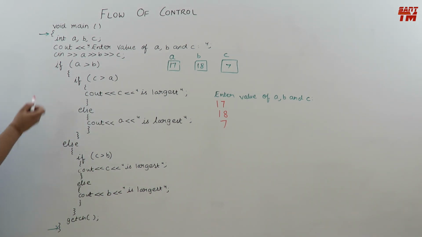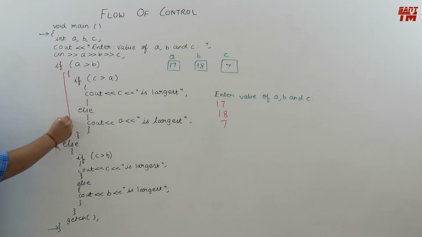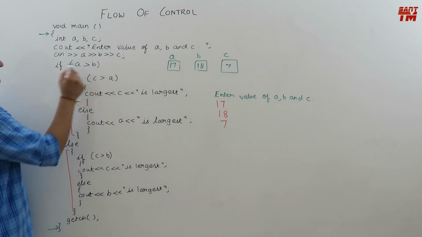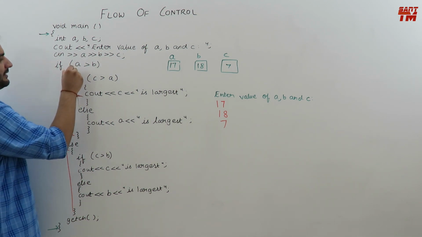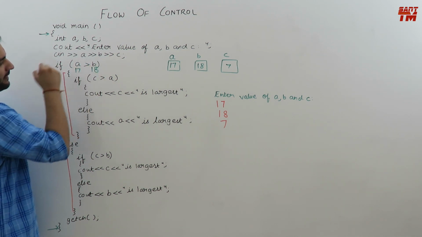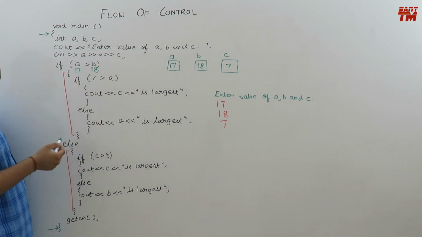Then here comes the concept of nested if else. Inside this block of if, this whole block of if, we have another if else, and inside the block of else we have another if else. This is the concept of nested if else. Now let's check out how it works. If a is greater than b, a is having value 17 and b is having value 18. Now 17 is greater than 18?